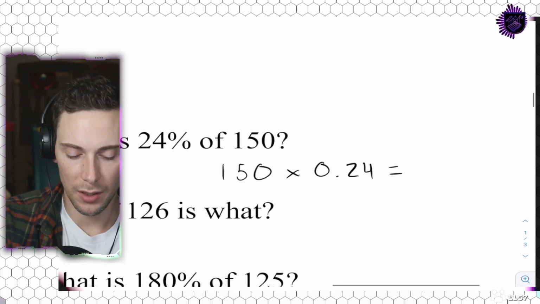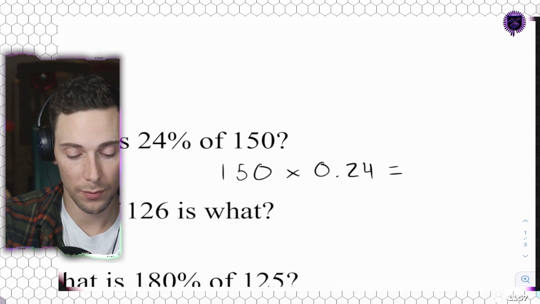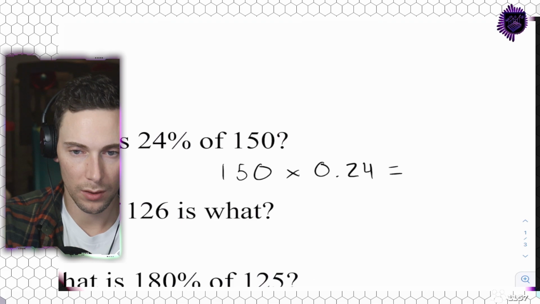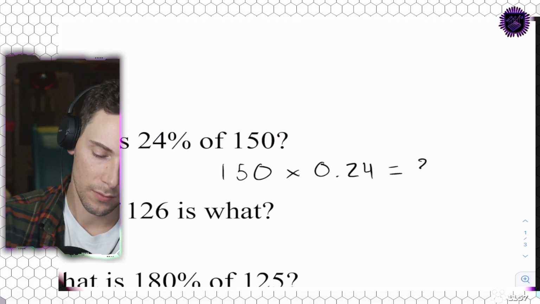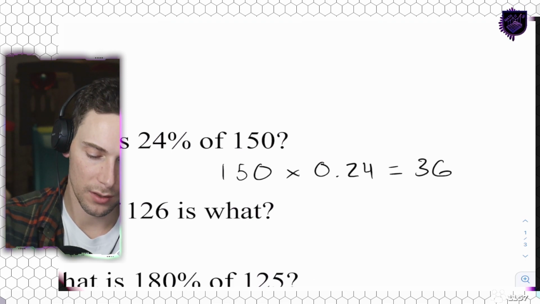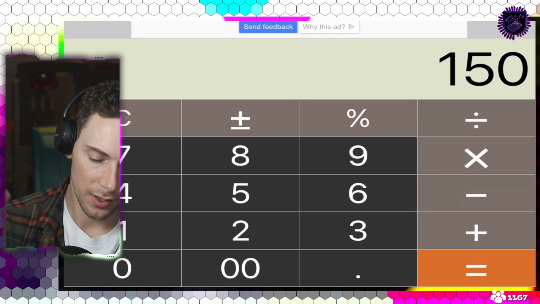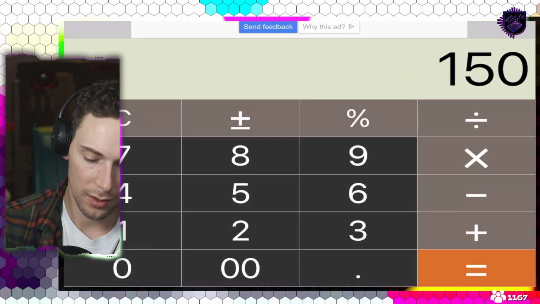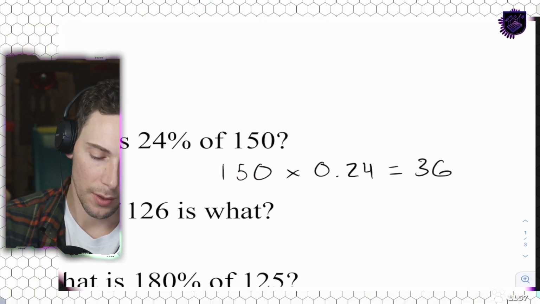Well, 10% would be 15, 20% would be 30, 1% would be 1.5 times 4. 1.5 times 4 is 6. 36. Let's see if I'm right. 150 times 0.24 equals 36. Got it. Okay.